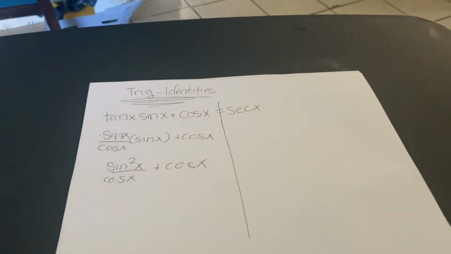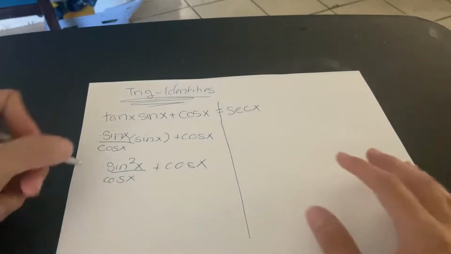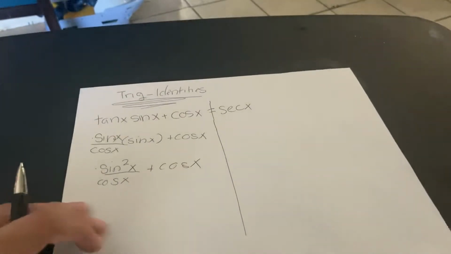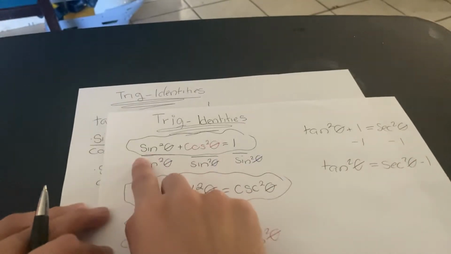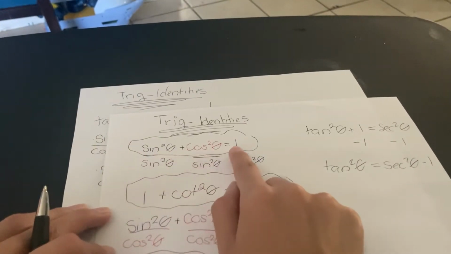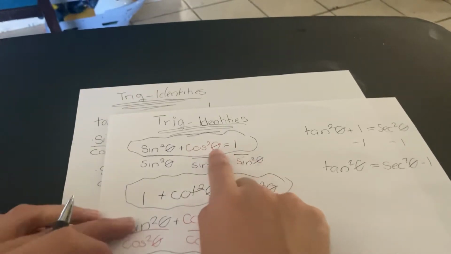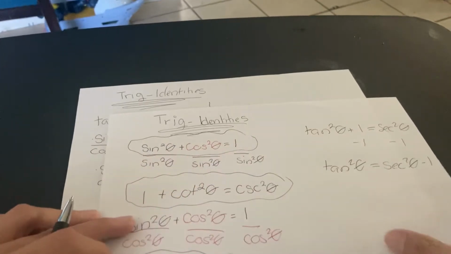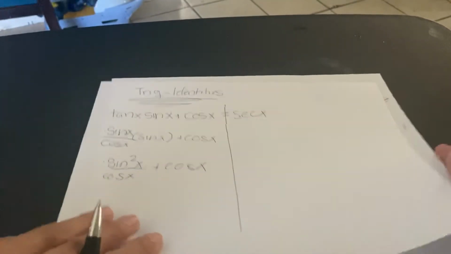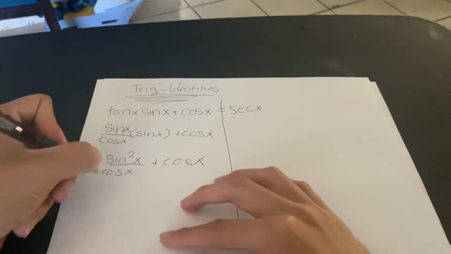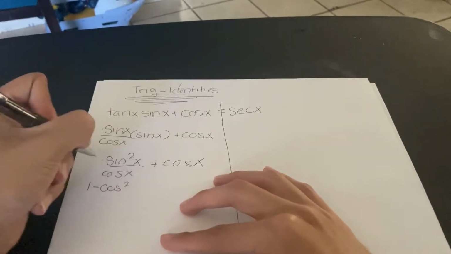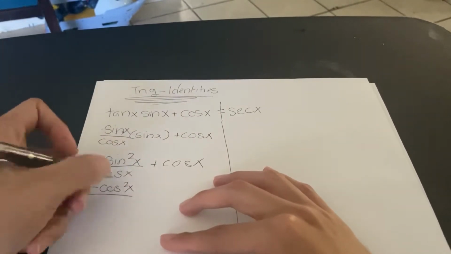So in this case, I'll think of something. What else can I do? The only thing that comes to my head is this sine squared. I can change this sine squared to something else. And if we look at our trig identities from the previous video, we had sine squared plus cosine squared equals 1. So if we set this equal to sine squared, we know that 1 minus cosine squared equals sine squared. So we'll be changing that. And so from here, we're going to be changing this into 1 minus cosine squared x divided by cosine of x.